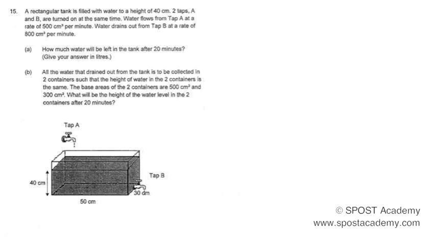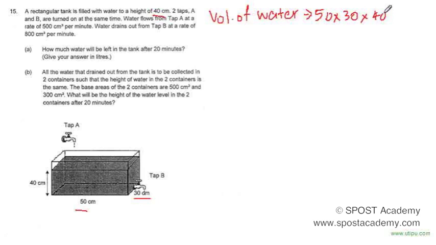So we know that the tank is filled with water to a height of 40 cm. The length is 50, the breadth is 30, so we need to find the volume of water that's currently in the tank. So volume of water would be 50 times 30 times 40, which is 60,000 cm3. So currently there's 60,000 cm3 of water.